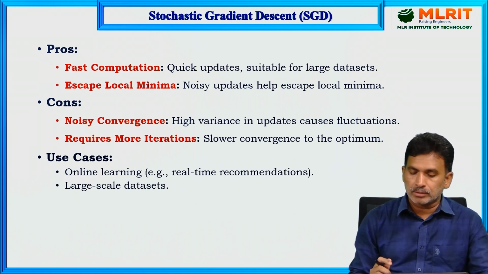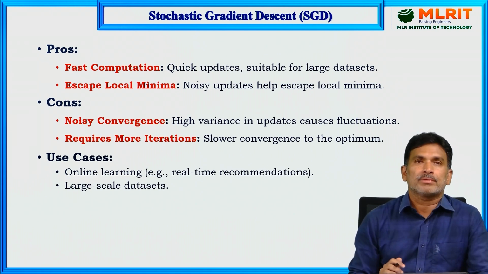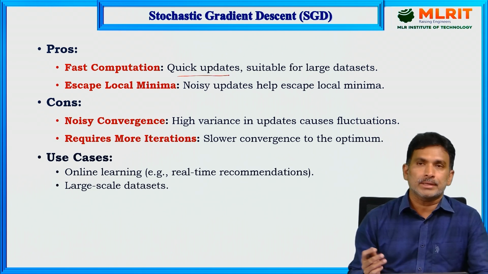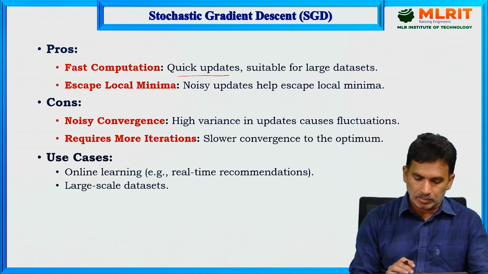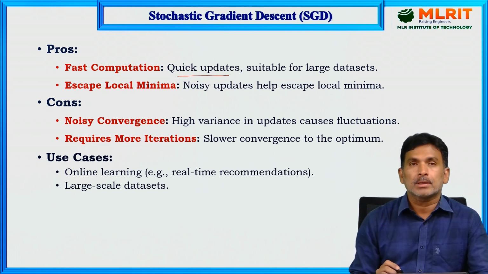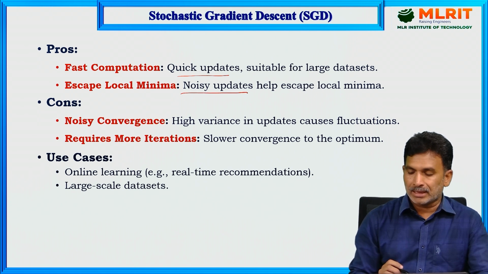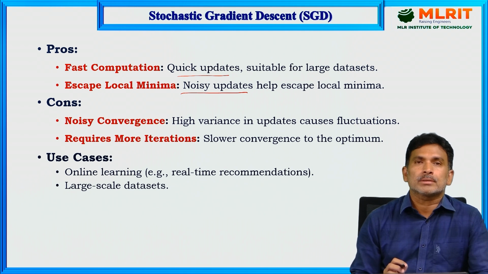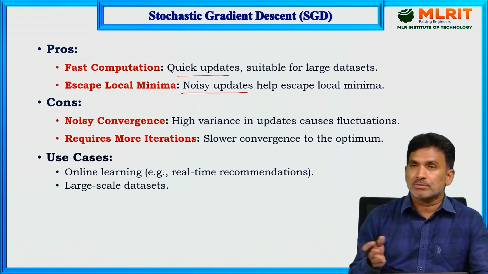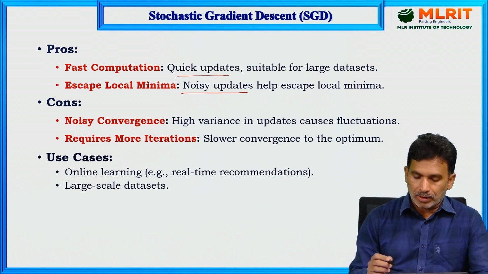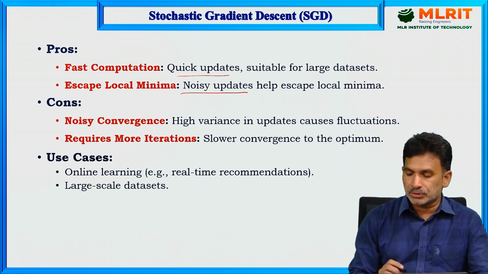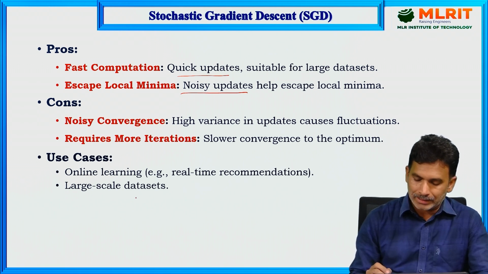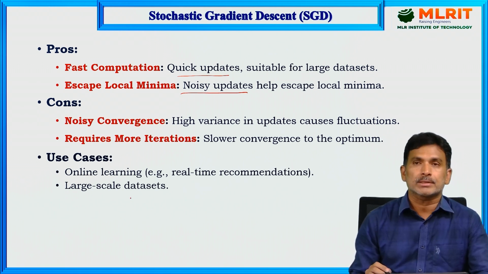If you look at the pros and cons of stochastic gradient descent: fast computation, because the quick updates are suitable for large data sets, since only one sample is stored in memory at a time. It can escape local minima, because noisy updates help to escape them. The disadvantages are noisy convergence, meaning high variance in updates causes more fluctuations, and it requires more iterations because of slower convergence to the optimum. The use cases are online learning, for example real-time recommendations, and large-scale data sets.